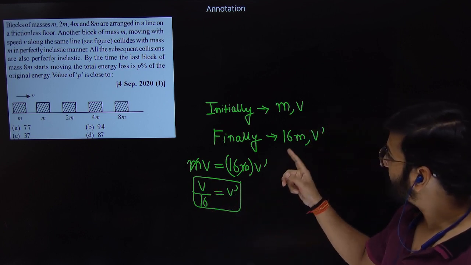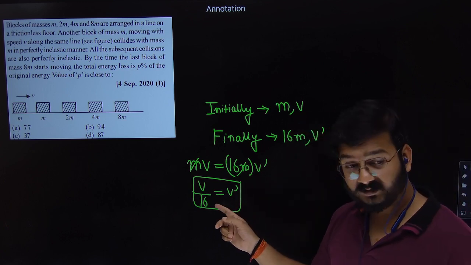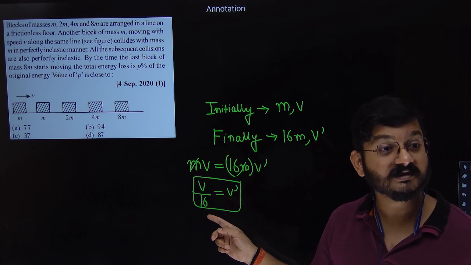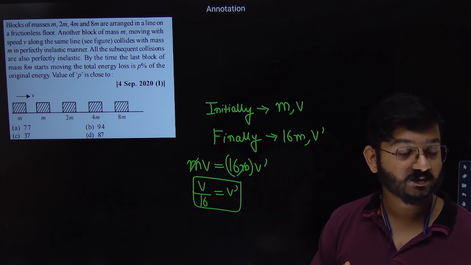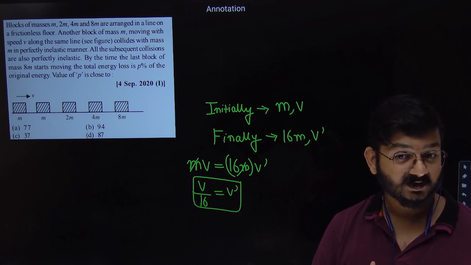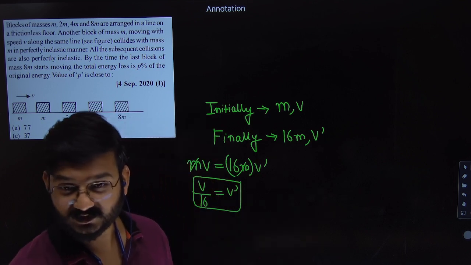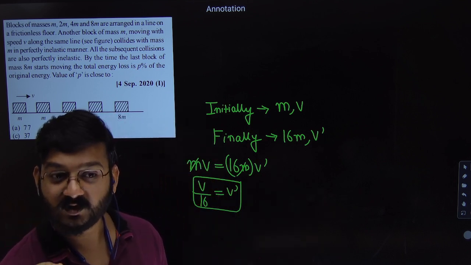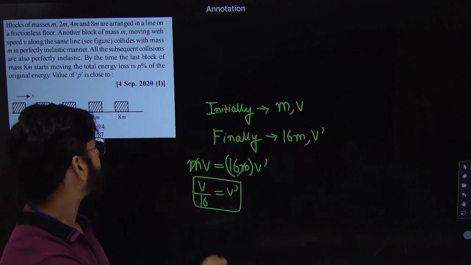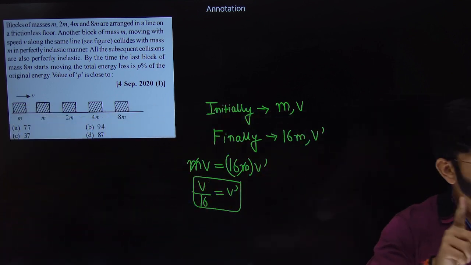Initial kinetic energy will be what? Half mv square. Here, what will be the extra factor? 16. So when you subtract both, what is 1 minus 1 by 16? 15 by 16. What is 15 by 16? If your division is good, when you do 15 by 16, it will be close to 0.93. The answer is option B. That will only be possible if your calculation is good.